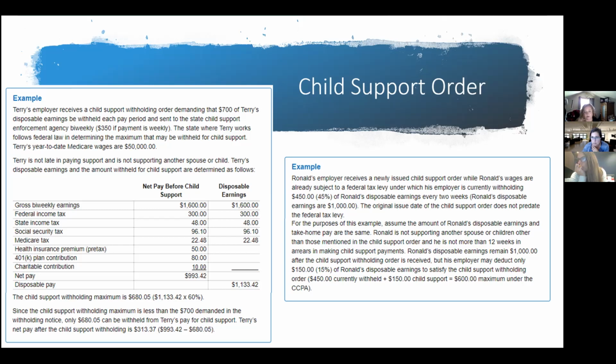So we're going to take that $450 and continue to send it to the federal tax levy. We can then take the remaining $150 and send it to the child support order because that doesn't exceed the total 60% or $600 of his $1,000.